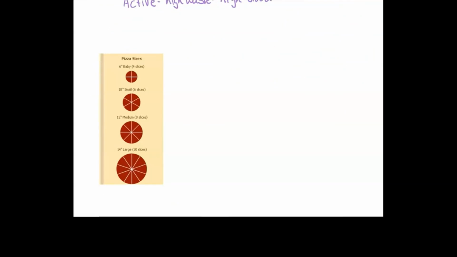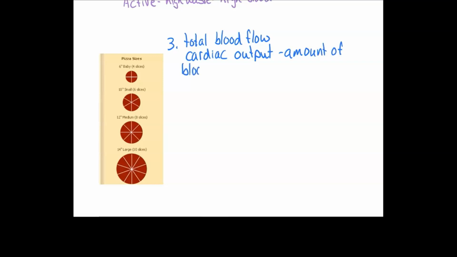Our third factor is total blood flow. Think of this like the cardiac output that you already learned. This is the amount of blood that the heart is pumping. The more blood that the heart pumps, the more blood each tissue receives.